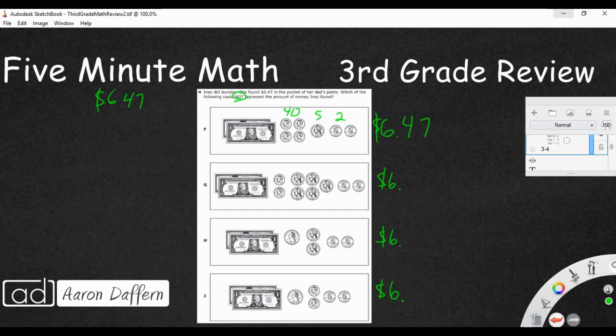So I've got 2 dimes, that's 20. I've got 1, 2, 3, 4, 5 nickels, 5, 10, 15, 20, 25. And then I've got 2 pennies again. So 20, 25 is 45. That's going to be 647 as well.